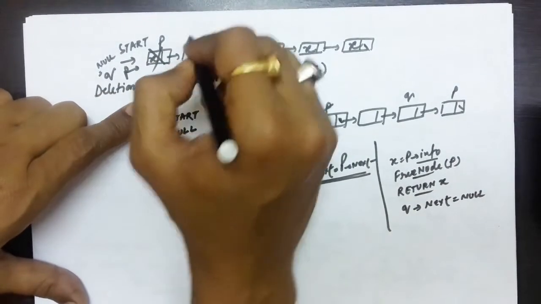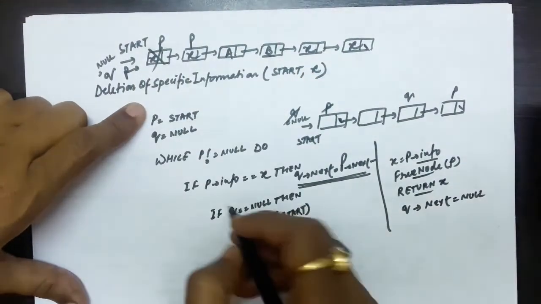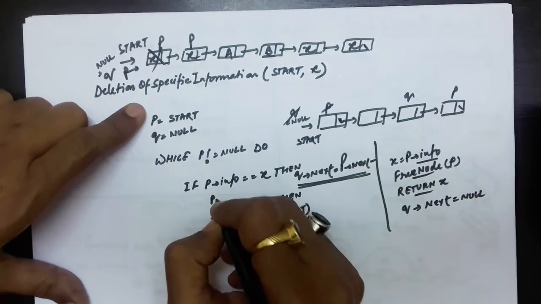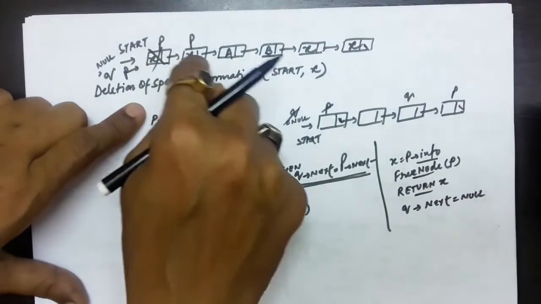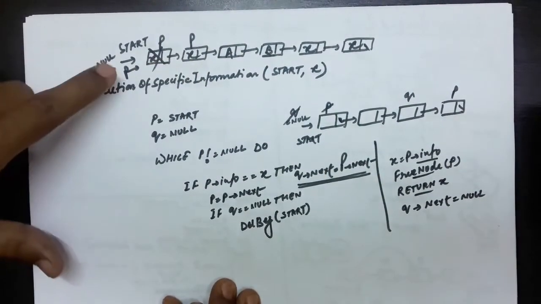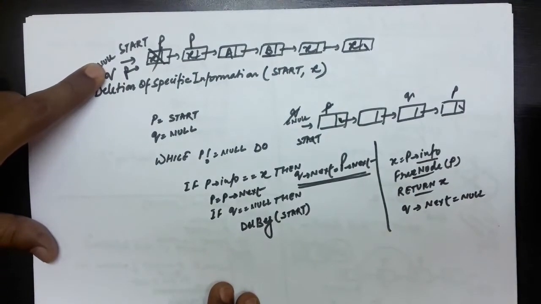Okay, let's say this node has got deleted and p is here. How can p be here? Before deletion, we have advanced the p to point to the next node. Now let's say this node has got deleted. So this node has got deleted, but q is still null.